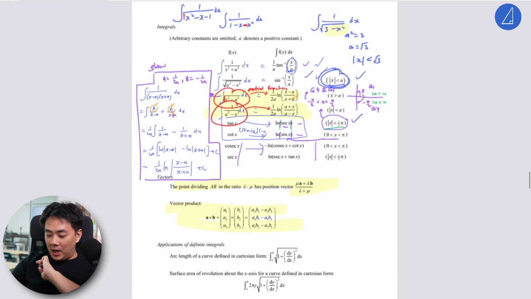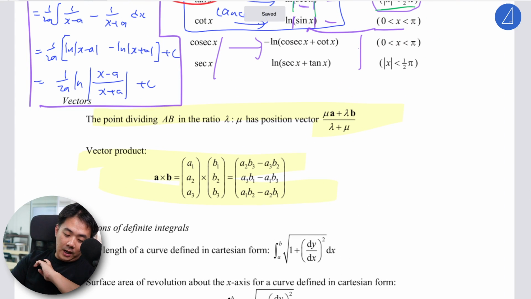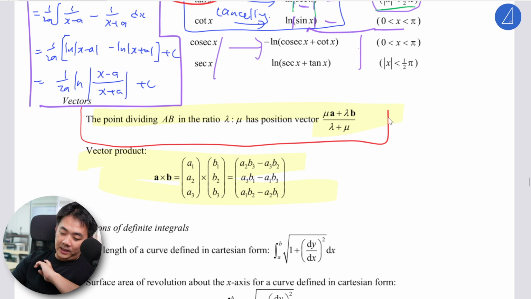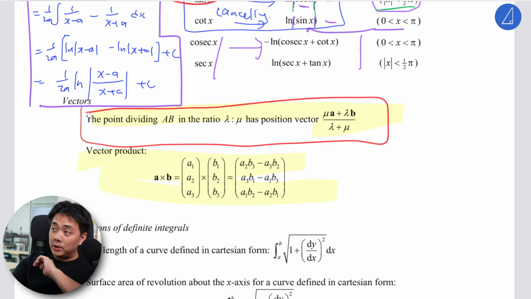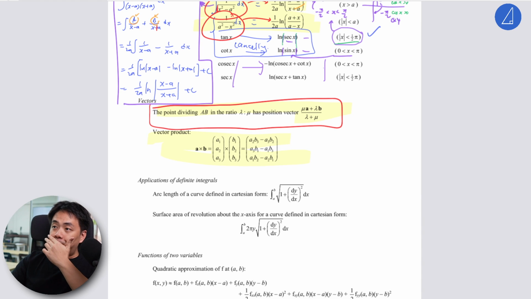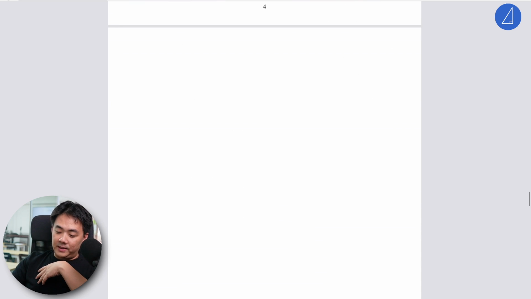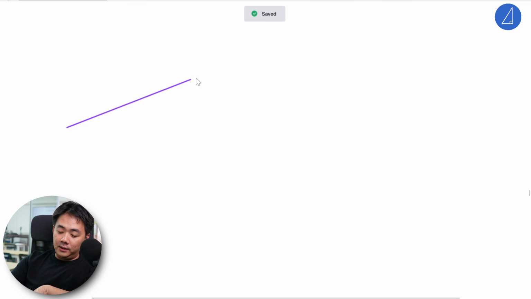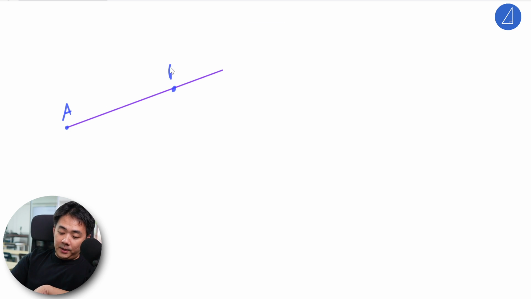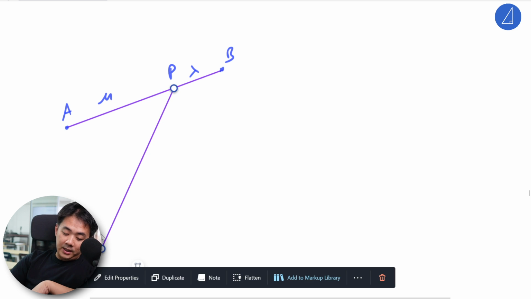So I'm going to explain to you how ratio theorem is being derived. It is very simple. Say you have this guy here, this is A and B. So we have, let's say, A, then P is being this, B. So this is mu and this is lambda, not an issue. Ratio theorem is always the middle guy that you want to find, the middle guy that you want to find.